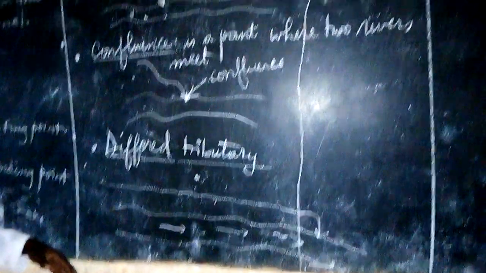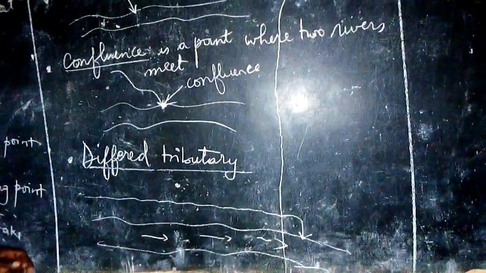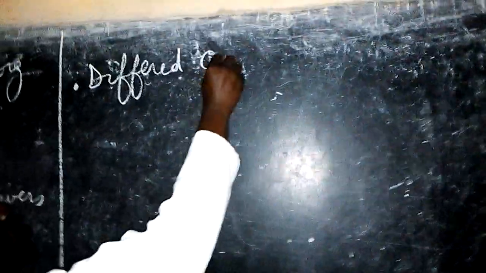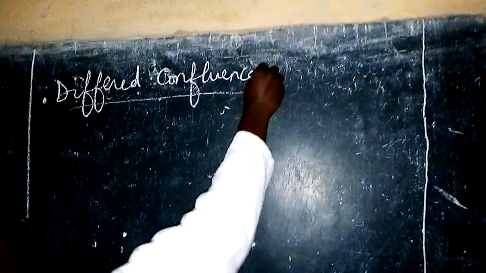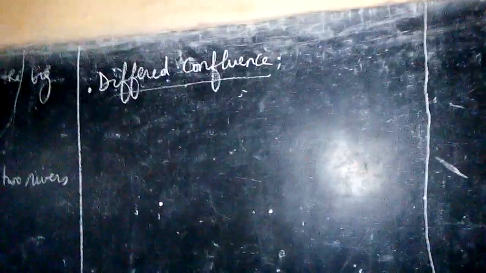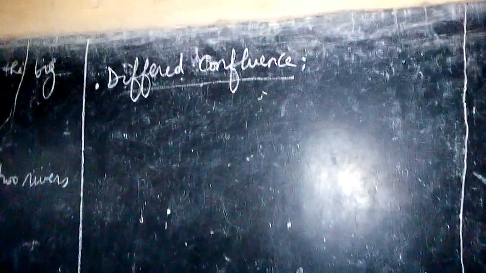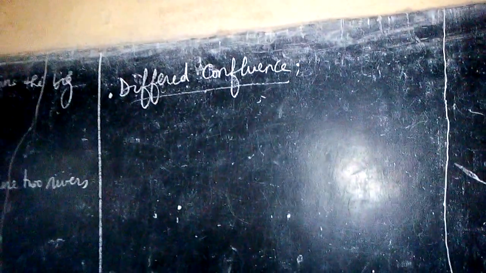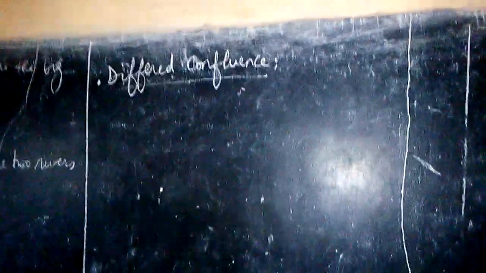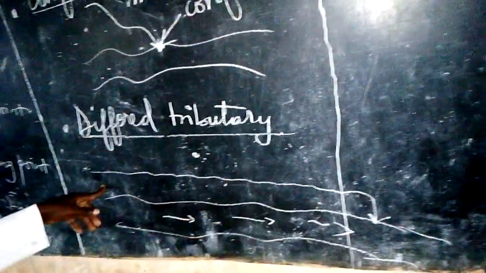And now we are going also to look at deferred confluence. What do you understand by this term, deferred confluence? When you talk of a deferred confluence, this is a point where the small river joins with the big river, but after flowing for a long distance.